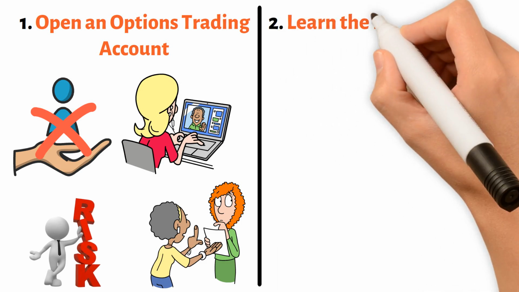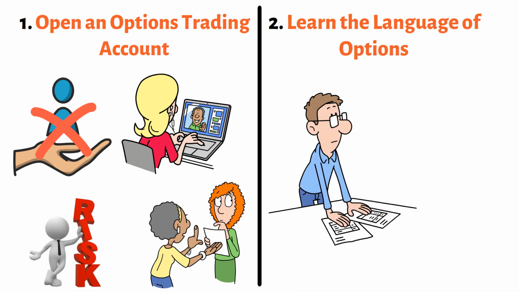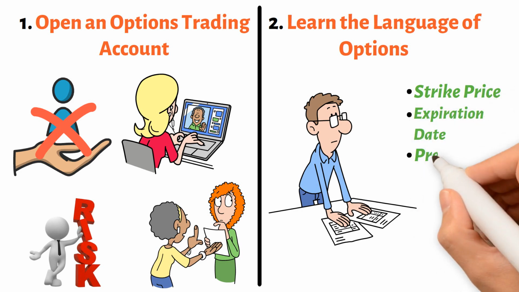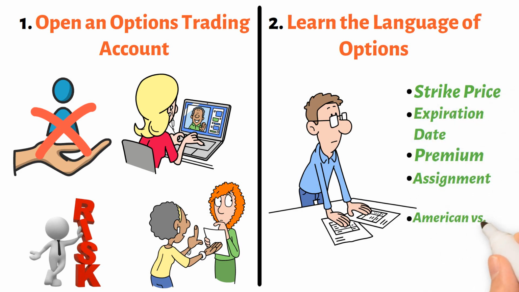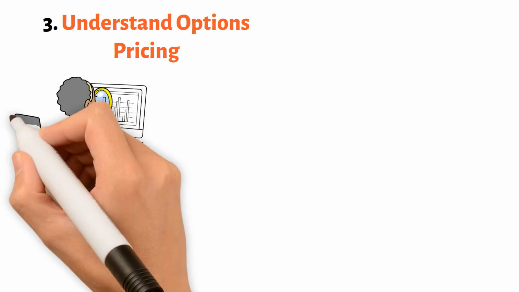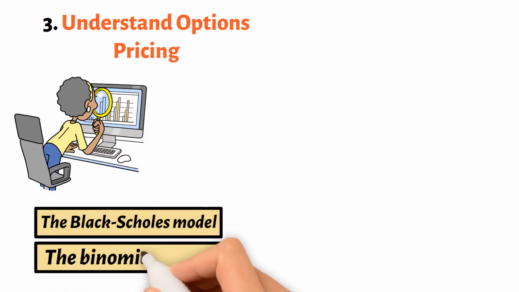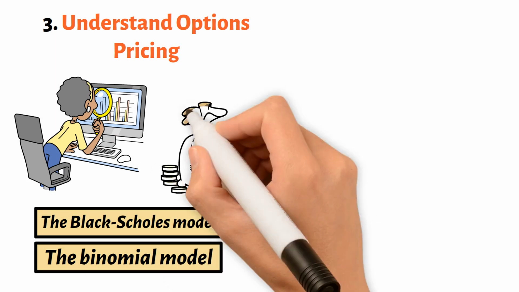2. Learn the language of options. Educate yourself on the terminology used in options trading, such as strike price, expiration date, premium, assignment, American versus European options. 3. Understand options pricing. Learn how options are priced and what influences their market price. The Black-Scholes model and the binomial model are among the most commonly used pricing models.